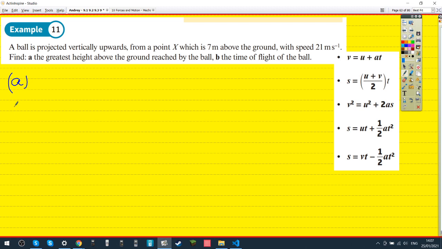Okay, so I think we're doing R as vertical, and I think we're saying that S is 7. Yeah, so that's above the ground. U is 21, or no, it's V 21. I think it's U. Yeah, it's projected with that speed.